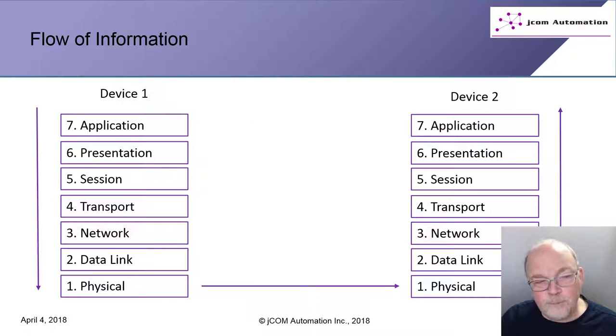The actual flow of information goes from the application layer on device 1, and the packet is built up through each of the different layers. More data is added until it finally gets down to the physical layer, where it's transmitted over to the second device and then decoded as it goes up through the layers.